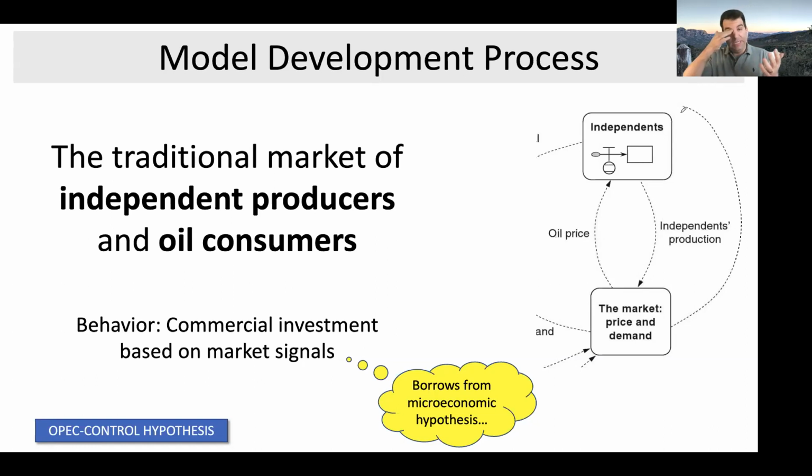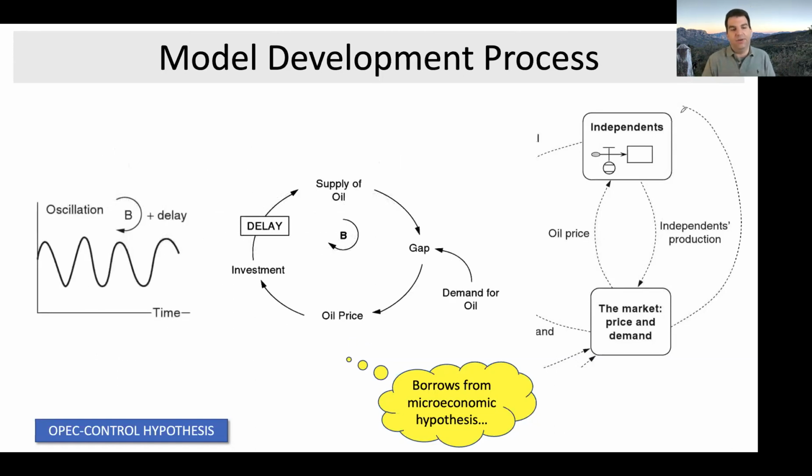They don't have any choice. They just have to participate in a competitive market. There is no independent who has any control over price. And so on this side of the model, we use a basic microeconomic model. This model will be built with stocks and flows, which basically are driven by supply and demand, and that's what's going on here.